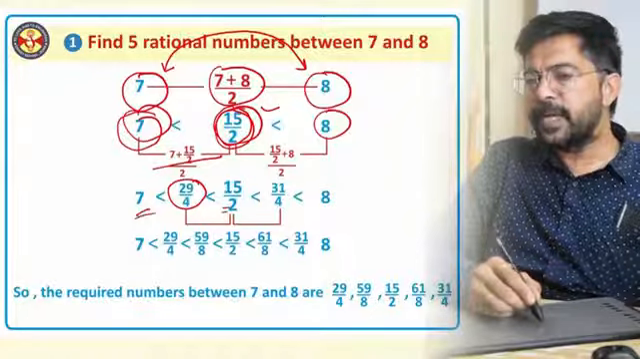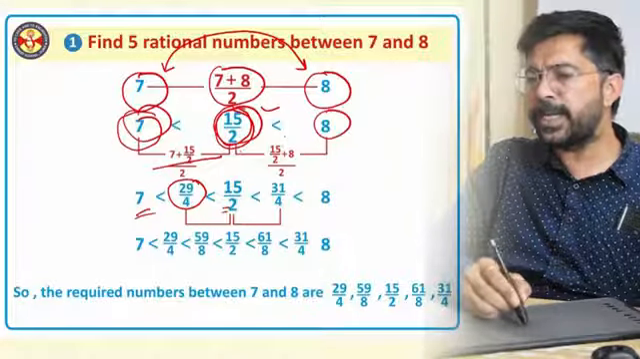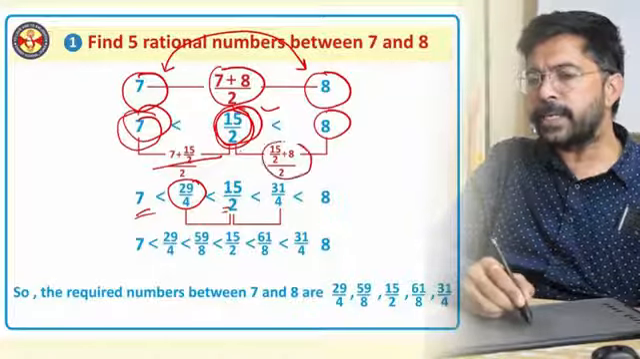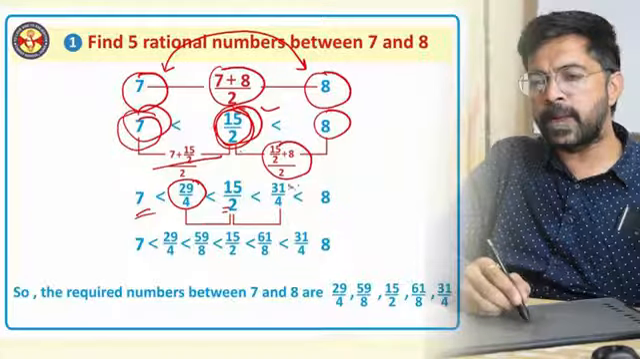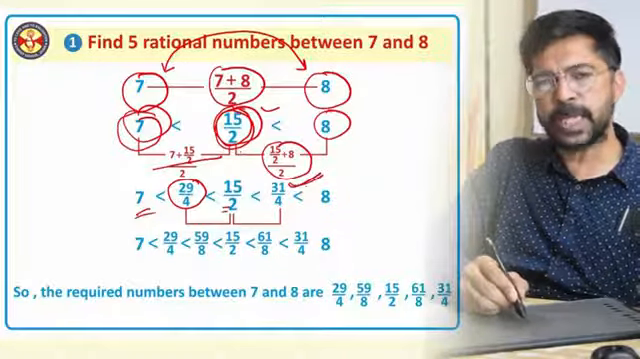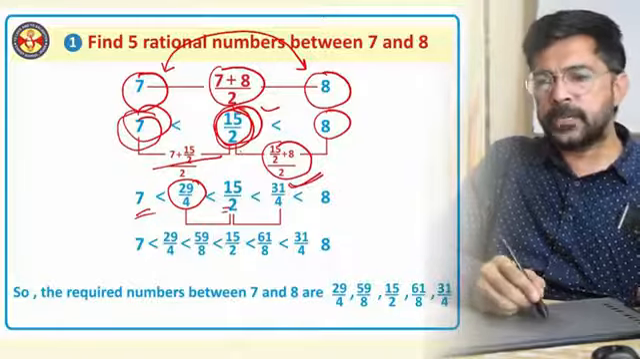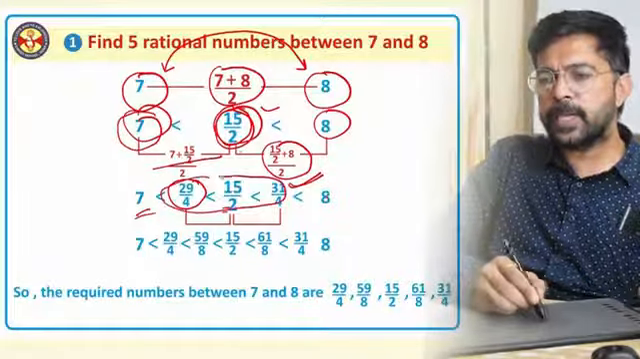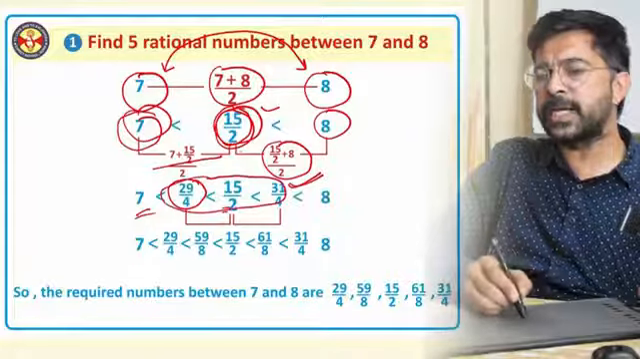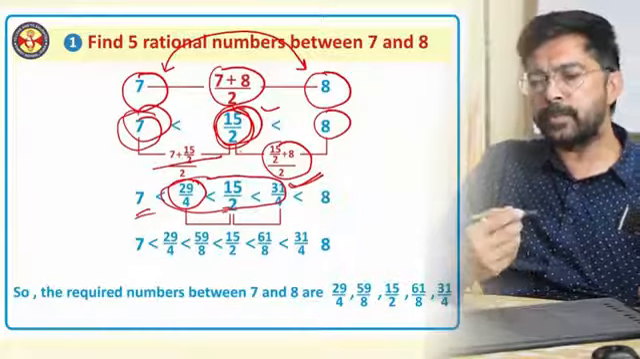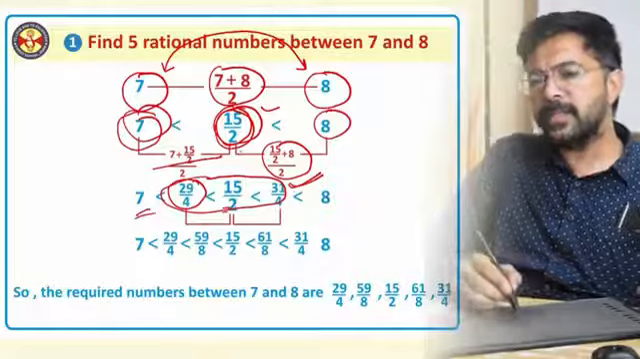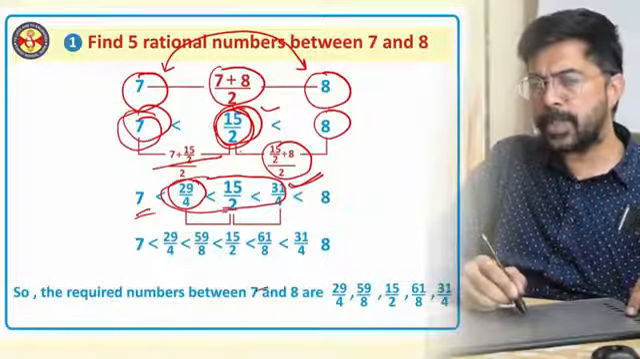In the same way, if you add 15 upon 2 and 8 and divide the sum by 2, you will get 13 by 4, which is exactly in between 15 upon 2 and 8. So this way, we have three rational numbers between 7 and 8. Now to find two more numbers, again we follow the same procedure.